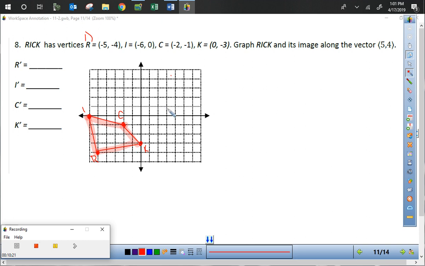So now, what we want to do is use the vector (5, 4) to translate this polygon. Here on the graph, we're going to take each point and go to the right 5 and up 4. So from R here, 1, 2, 3, 4, 5 to the right, 1, 2, 3, 4 up. And that is R prime. Next one, I, 1, 2, 3, 4, 5 to the right, 3, 4 up. That's I prime. Go ahead and keep counting on each of these until you have all of your points plotted.